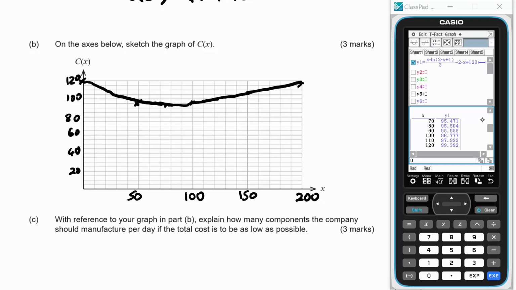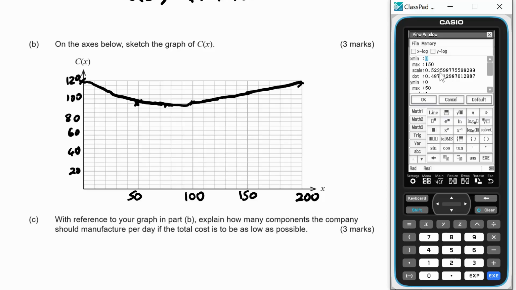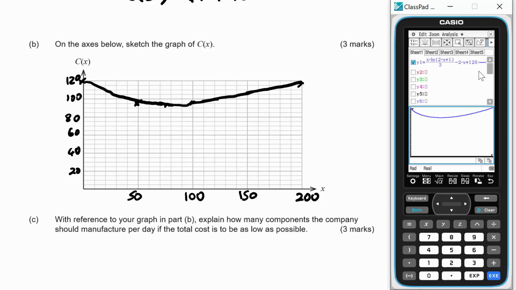With reference to the graph in part B, explain how many components the company should manufacture per day if the total cost is to be as low as possible. So what I'm going to do is go back to here, and instead we'll produce the graph. And if we make the x-axis go from 0 to 200, and then we need to make the Y 0 to 120, then we should get a picture similar to what we've got over here. And then we want to find the minimum on there. And we can see the minimum is at 74.205.